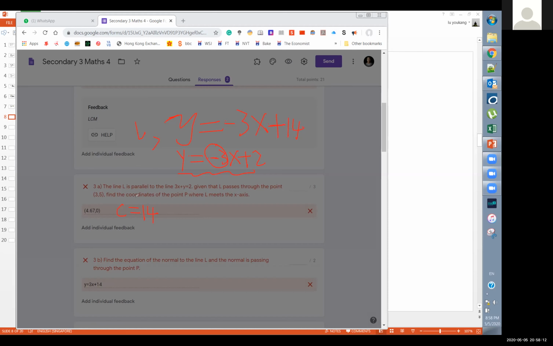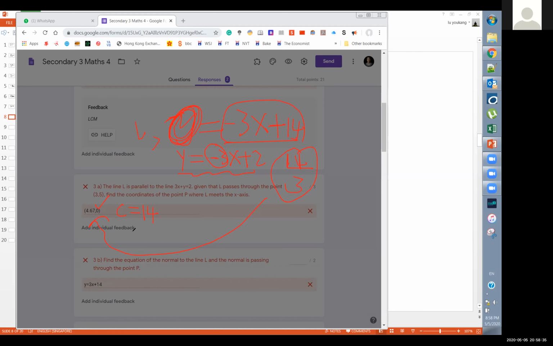It says coordinate of where L meets the x-axis. X-axis means y equals 0. So y equals 0, then it'd be 14 over 3. Is 14 over 3 equal to this 4.67? Yeah, okay. So that means you're right.